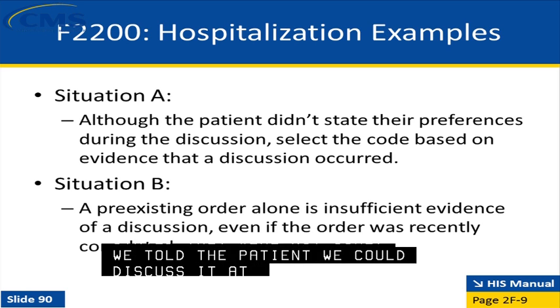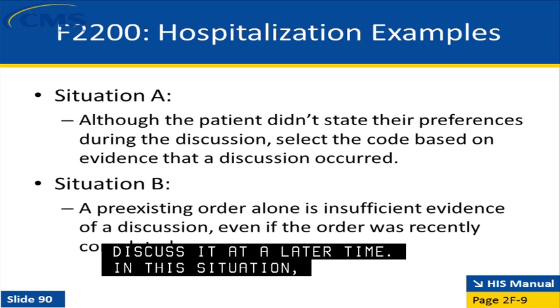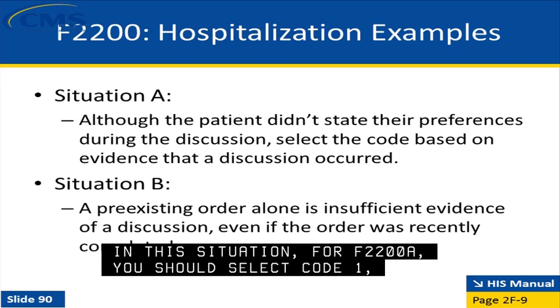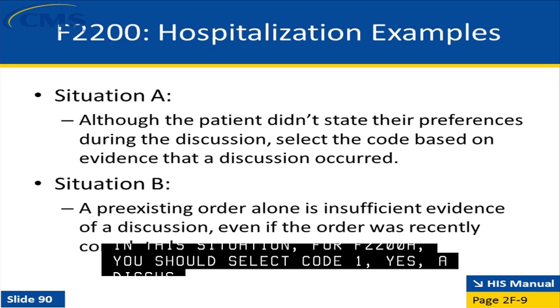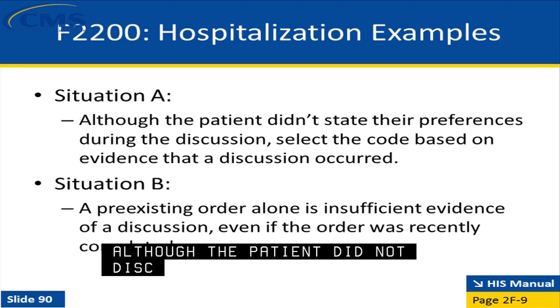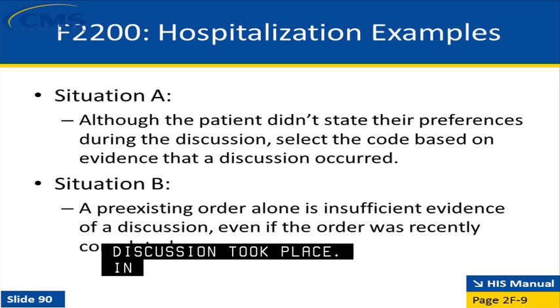So in this situation, for F2200A, you should select code 1, yes, a discussion occurred, since although, again, the patient did not express a preference regarding the hospitalization, a discussion took place. And in F2200B, you would enter the date August 1st, since that is the date of this discussion.